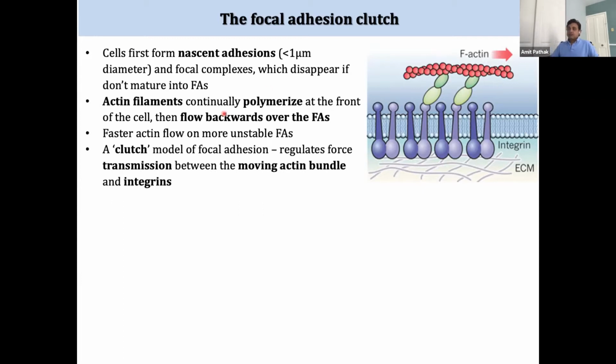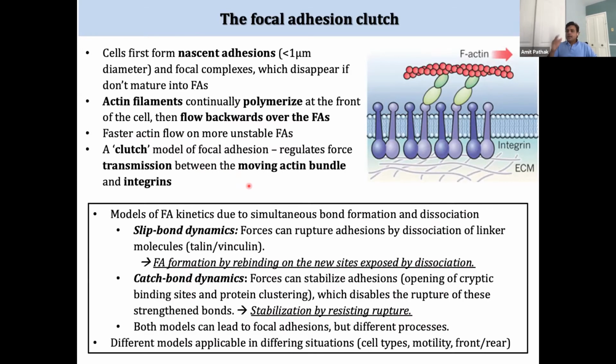And so that's what I'm trying to say here. Faster actin flow leads to more unstable focal adhesions. This operates like a clutch, meaning if the flow of the actin is really fast, then it won't stabilize. If it's really slow, then there is more time for the bond to stabilize. And so this complex kinetics of focal adhesion leads to two types of bonds.